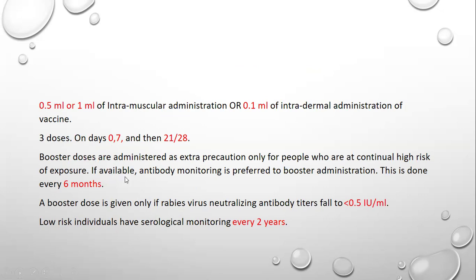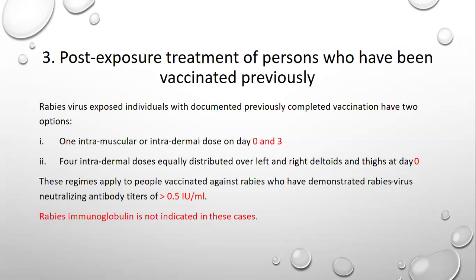Booster doses are administered as extra precaution only for people who are at continual high risk of exposure. If available, antibody monitoring is preferred to booster administration. This is done every 6 months. A booster dose is given only if rabies virus neutralizing antibody titers fall to less than 0.5 international units per milliliter. Low-risk individuals have serological monitoring every 2 years.